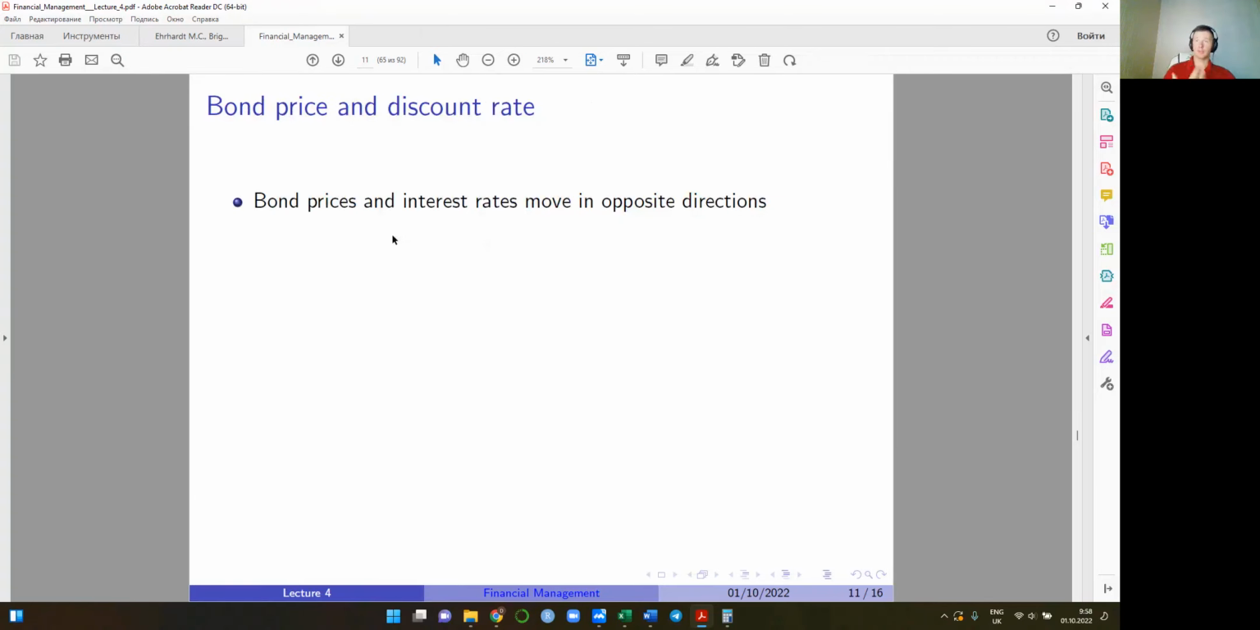And it leads us to the following question. How does the bond price depend on the discount rate? Well, the relationship is very simple. When interest rates rise, bond prices fall. When interest rates fall, bond prices rise. That's what you probably can hear from some economic or financial news, like the interest rates on the market rise and prices of bonds go down.